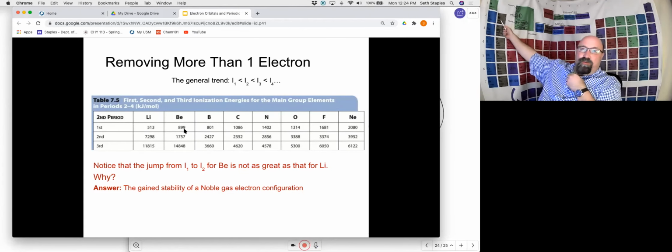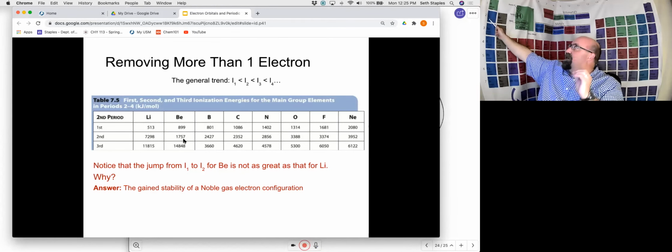Beryllium's right here, one of our alkaline earth metals. It takes a little bit of energy to remove one electron from that. If we remove one electron from beryllium, it's going to have the same type of electron configuration that lithium would have, the same number of electrons that a lithium atom would. Then it takes a little bit more energy to remove one more electron, 1757 kilojoules per mole.